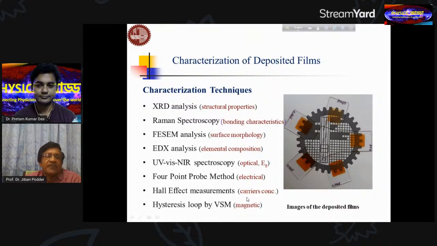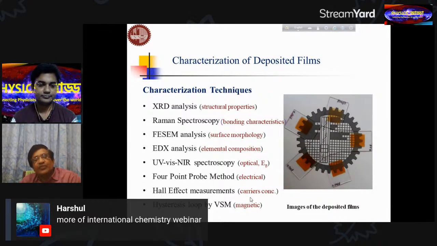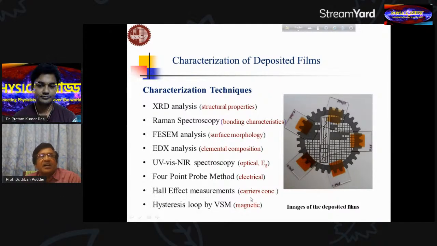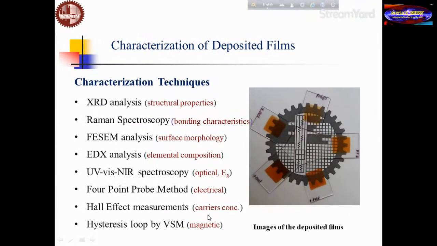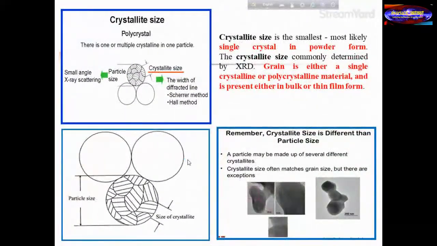Then Hall effect measurements we do to identify the type of conductor, N type or P type, and we also need the carrier concentrations. Then the hysteresis loop we can do for magnetic properties. So these are all common techniques. Even XPS we can do, and we need other techniques and tools to characterize the thin films completely. But these are all commonly available in our department. We are doing these techniques.